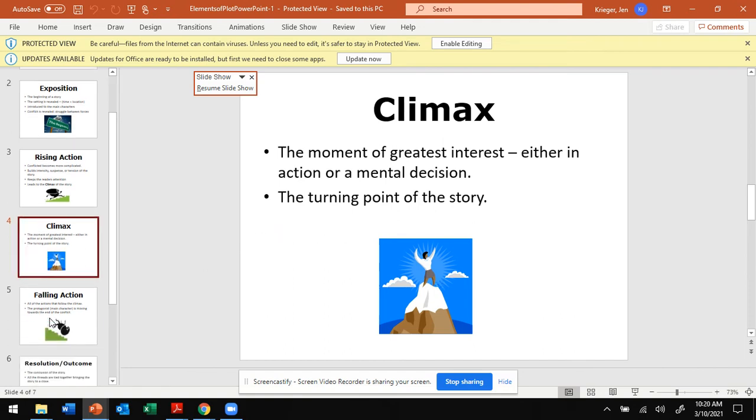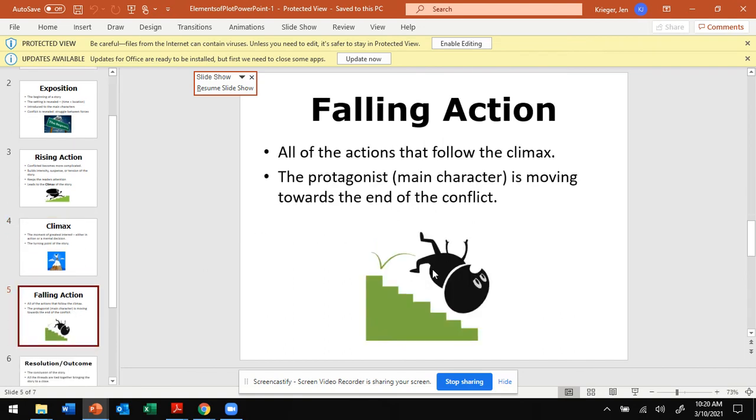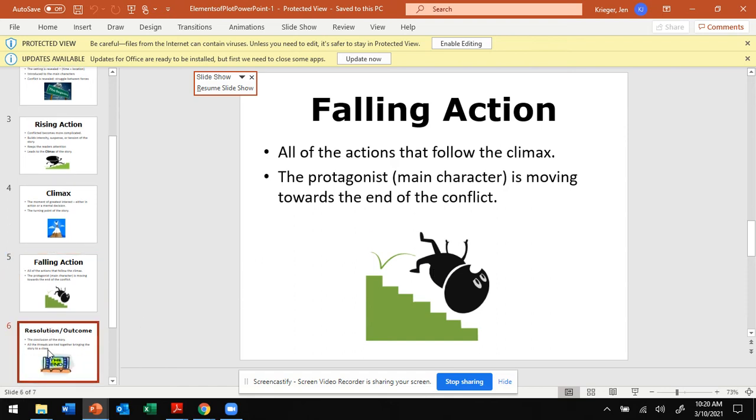After that occurs, falling action, going down that mountain, all of those actions that follow the climax would come into this criteria called the falling action. Okay. The protagonist, which is a big word for saying our main character, starts to move to the end of the conflict. That conflict starts to get resolved at that point. So remember, at the beginning of the story, we are learning what the main conflict is, falling action. We're trying to solve that problem.